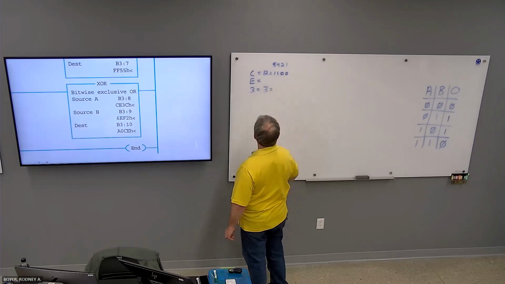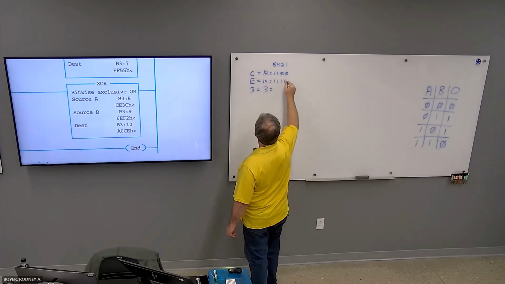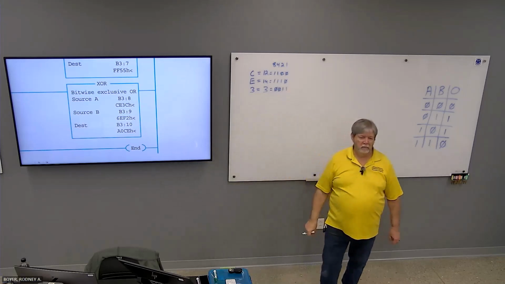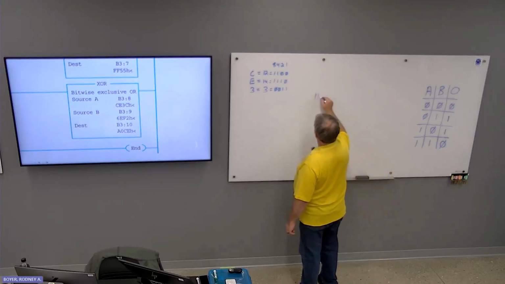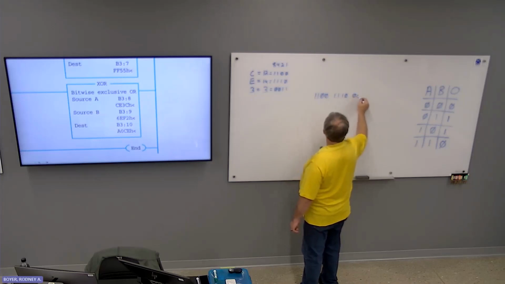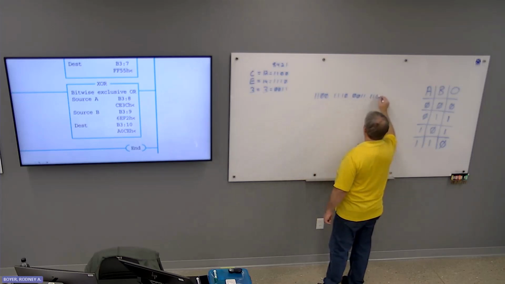What's E? How do we get 14? And then 3. 2 plus 1. Okay, so 1, 1, 0, 0, 1, 1, 1, 0, 0, 0, 1, 1, and then 1, 1, 0, 0, right?